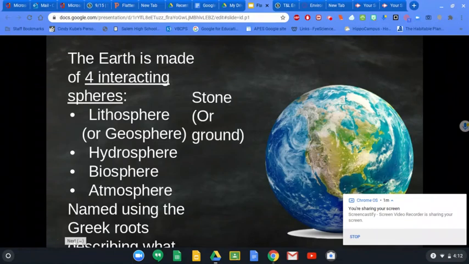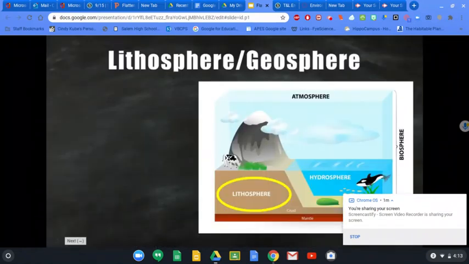And these terms all come from Greek root words. You know, we went over bio last week. We went over eco last week. Litho and geo means stone.